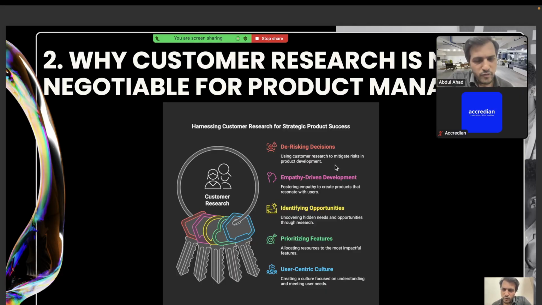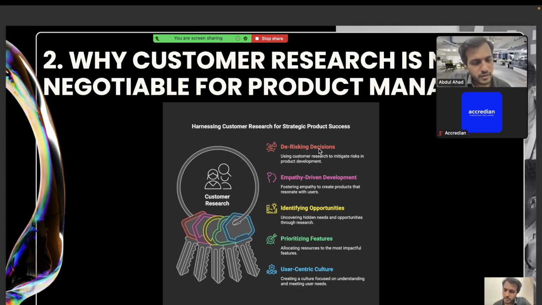Things that we will try to focus on is the decisions that we do. So, for example, de-risking the decisions, because the decisions that we actually make will result in a whole lot of work for our product team, the development team, and finally the market. It's really important to ensure that we are working on the right risk, we are working on the right problems. So that's one. Second is empathy driven development.